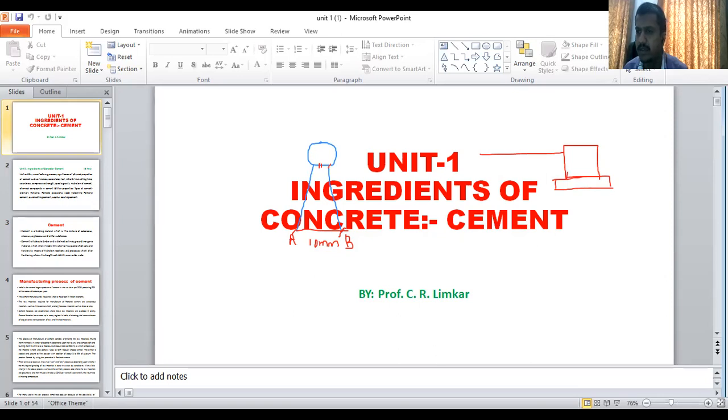Let us assume, this cement paste you are going to fill it like this. I will use the brush.